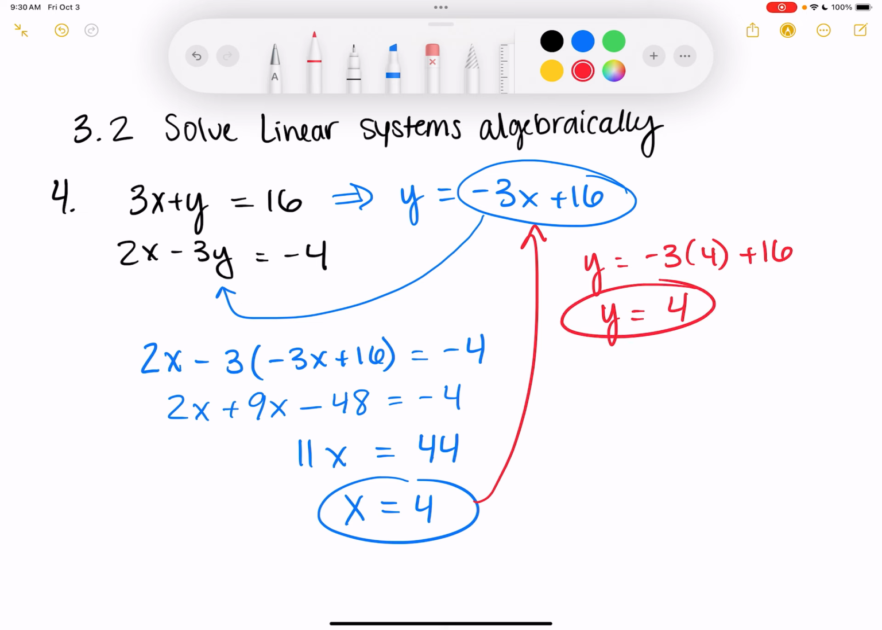So those are my x and y values, but that's not my answer. My answer is an ordered pair, (4, 4). If you do not write your answer as an ordered pair, you will lose points. A solution to a system of equations is always an ordered pair.